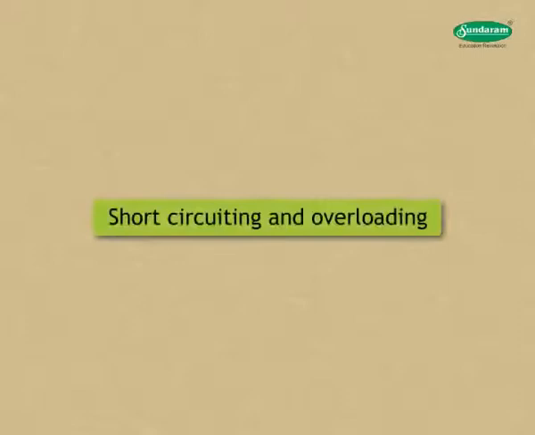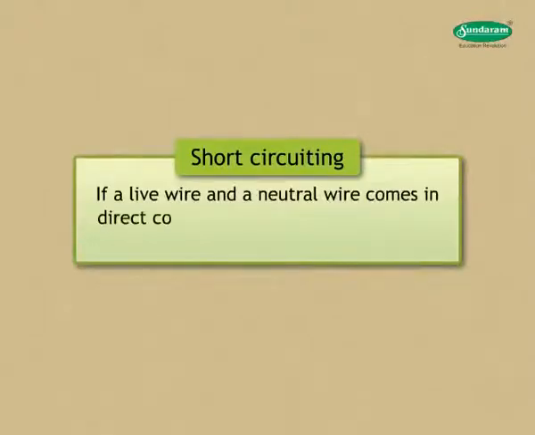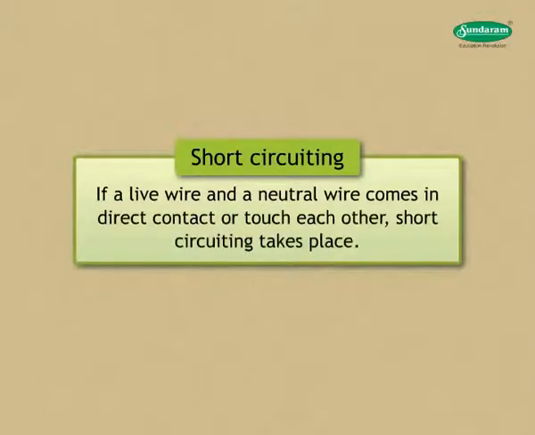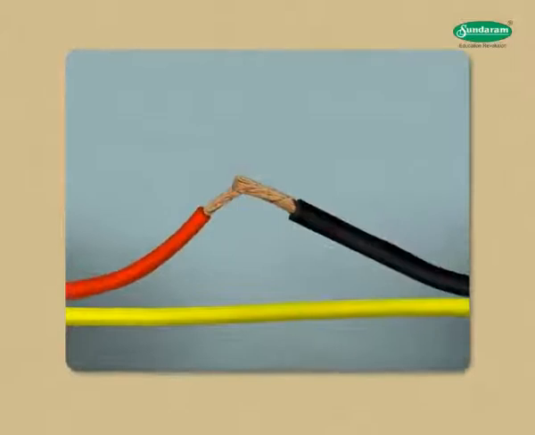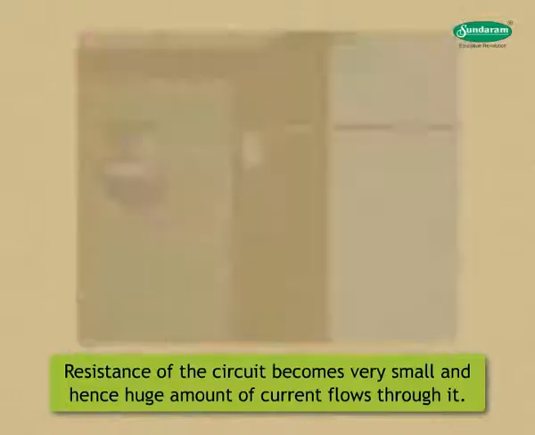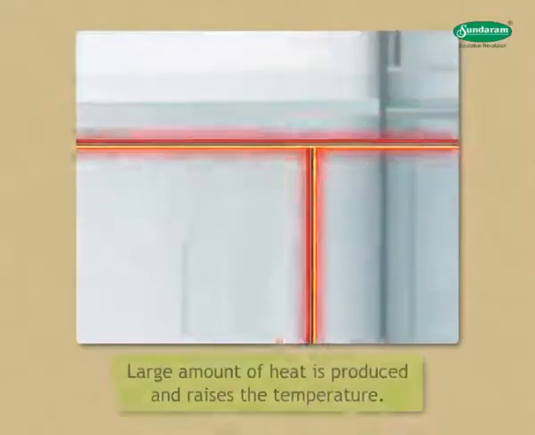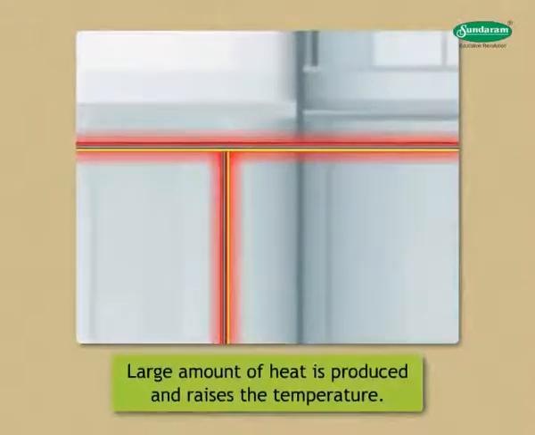What is meant by short-circuiting and overloading? Short-circuiting. If a live wire and a neutral wire come in direct contact or touch each other, short-circuiting takes place. During a short circuit, the resistance of the circuit becomes very small and hence huge amount of current flows through it. This produces a large amount of heat and raises the temperature. As a result, the circuit catches fire.